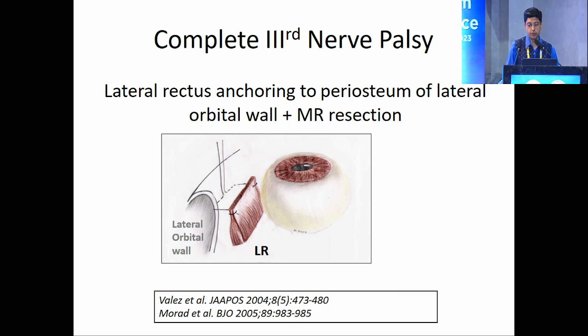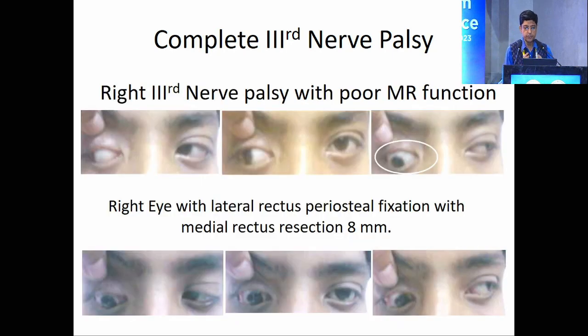Among the other options would be to do a lateral rectus anchoring to the periosteum of the lateral orbital wall. So the large abducting force of the lateral rectus is removed from the equation, and then you can do a medial rectus resection and get some degree of alignment. Now, this is useful with poor but not absolutely absent medial rectus function. In this case, you can see that the eye in adduction does move to a small extent, but it's not crossing the midline. So in this case, we did the lateral rectus periosteal fixation with a large medial rectus resection. You could get a fair amount of primary gaze alignment. So horizontally, the eye was corrected.